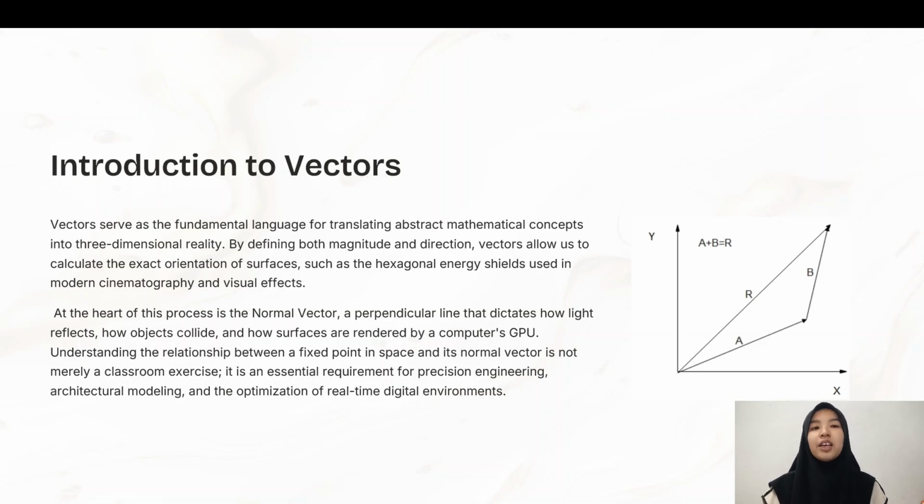that dictates how light reflects, how objects collide, and how surfaces are rendered by a computer's GPU. So in this presentation, we will see the specific vector, which is the normal vector. It is a perpendicular line that helps the developer to render in the computer's GPU.